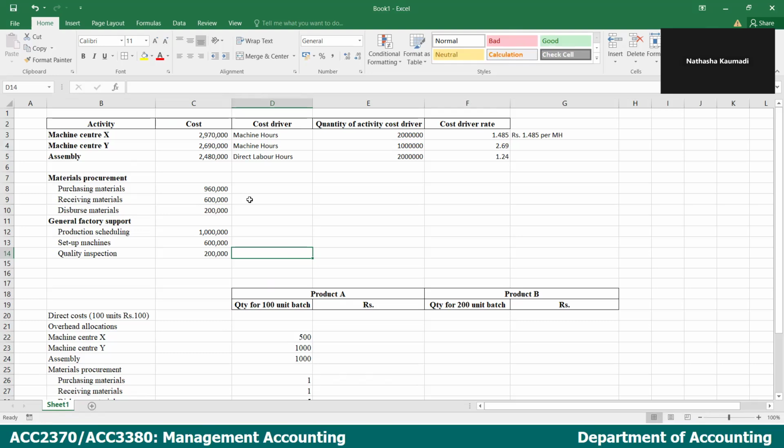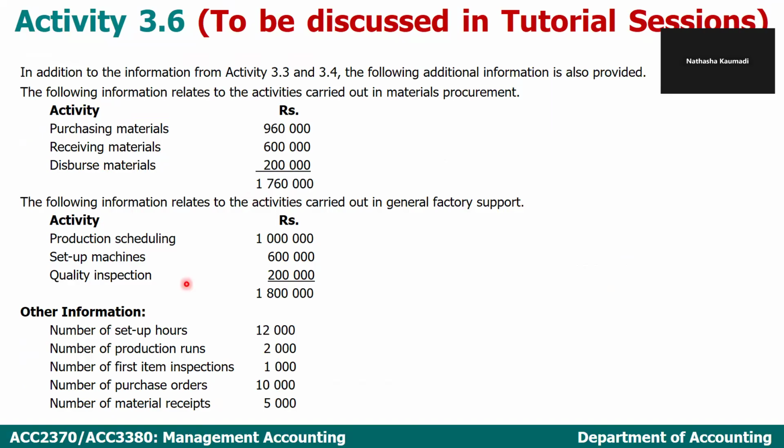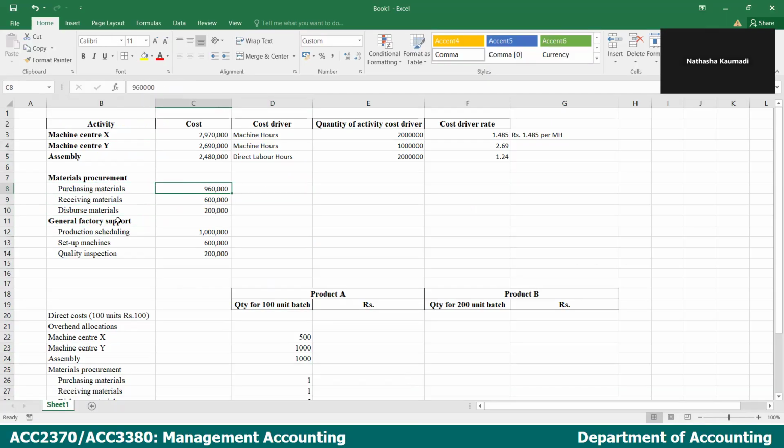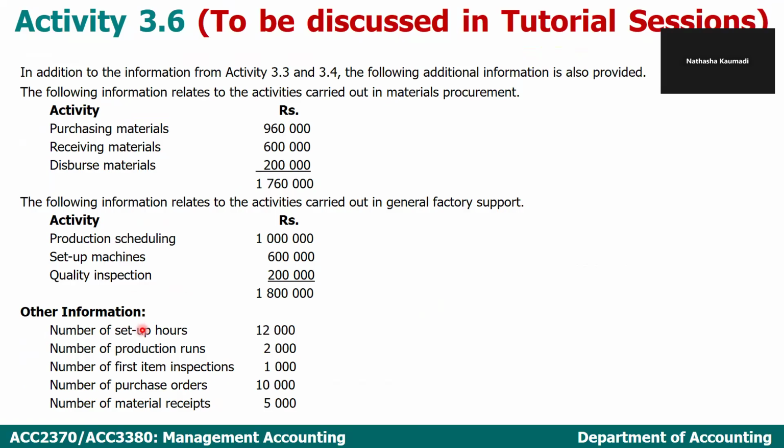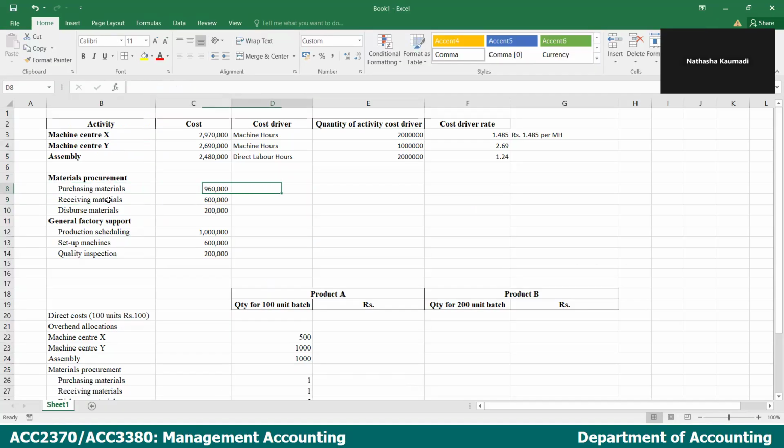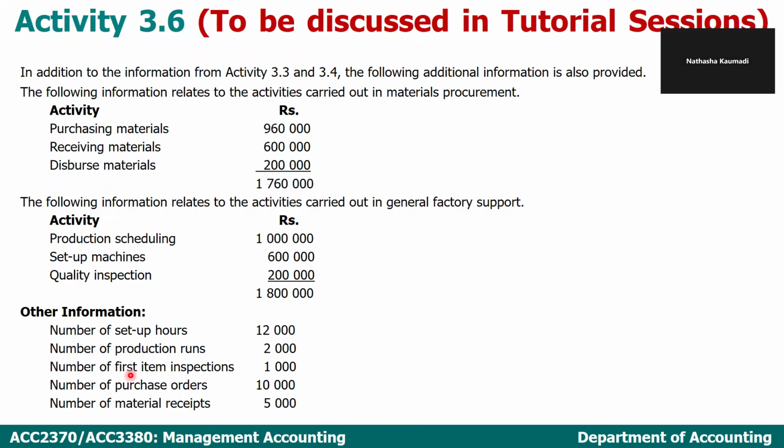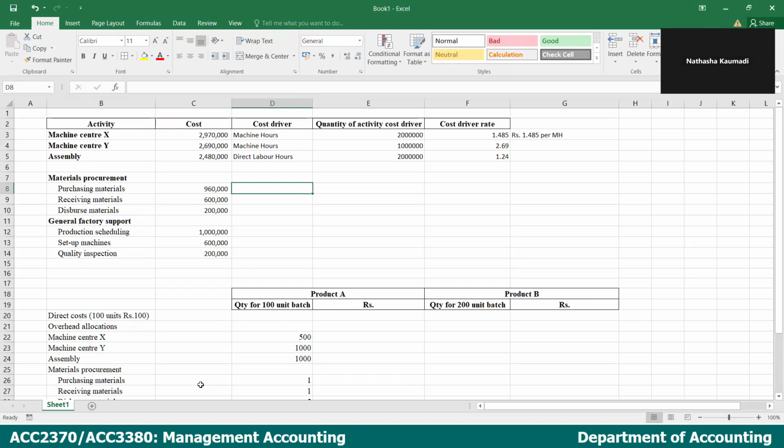I hope you matched the cost drivers with the activities. So basically, if you take purchasing materials, what is the most suitable cost driver? Is it setup hours, production hours, production runs, inspection hours, number of inspections, purchase orders or material receipts? Purchasing materials, it should be what? The most suitable out of this list? Purchase orders. When the number of purchase orders increases, the purchasing material activity cost would also increase.